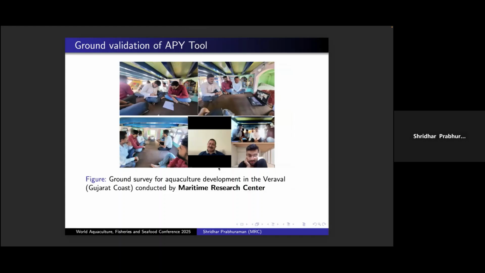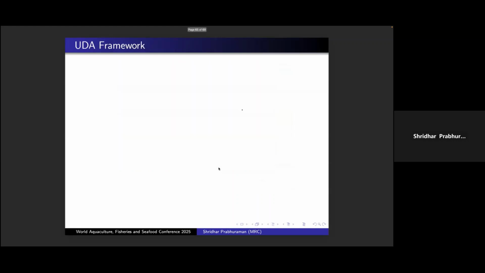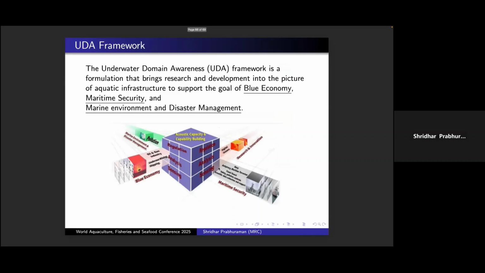Ground survey. We went to the Gujarat coast, Veraval, where we provided them this application. We took some inputs from them, and so on. So essentially, we are trying to reach out to the ground level. That is one of the field validations for our work, where the fisher folks and the seaweed cultivators from the Veraval coast participated. We felt it is important to mention this here.